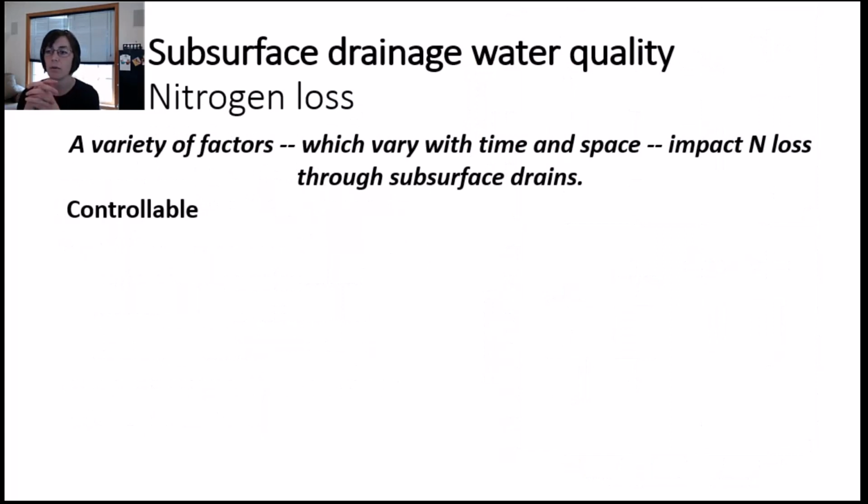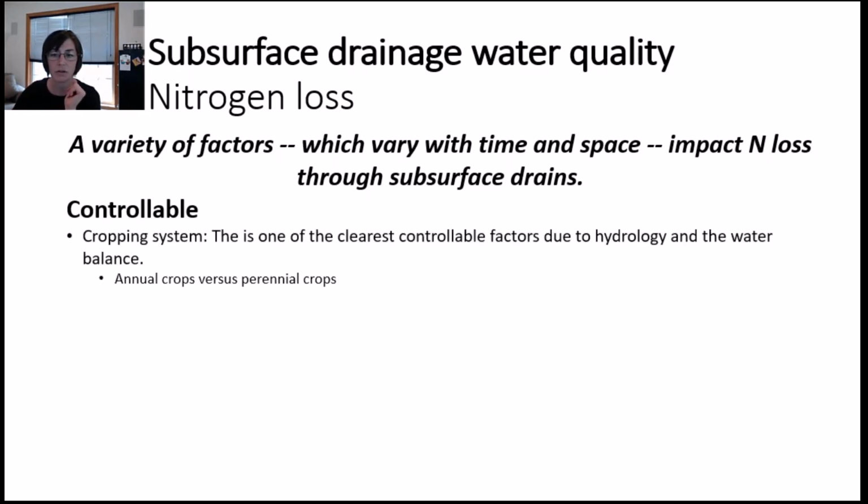Like I said before, there are both controllable and uncontrollable factors impacting N loss through subsurface drains. For controllable factors, we'll start with cropping system. Cropping system is one of the clearest controllable factors due to how crops affect hydrology and water balance.